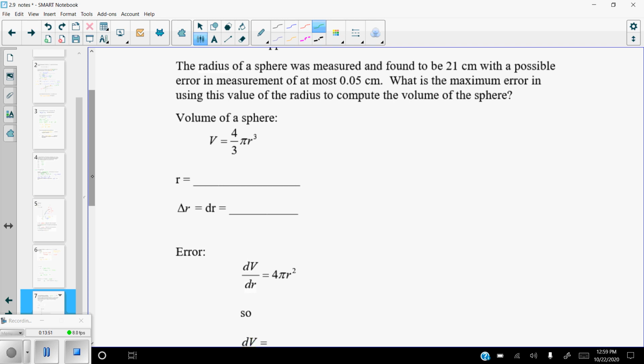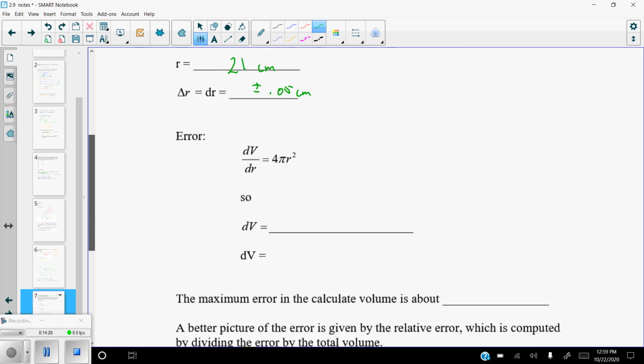All right, so let's write down what we know. First of all, we know volume of a sphere is 4/3 pi r cubed. We measured our radius to be 21 centimeters. Delta r in this case is what we're saying, okay, what's the measurement error? Well, according to this, the most that we could be off by in our measurement, we estimate to be plus or minus 0.05 centimeters, because we might have measured a little bit more, we might have measured a little bit less, but no more than 0.05 centimeters in either direction. Okay, so the error. This is where differentials come in.